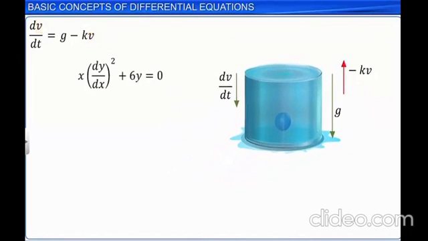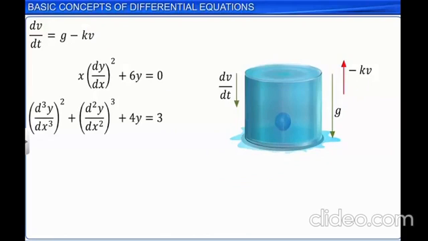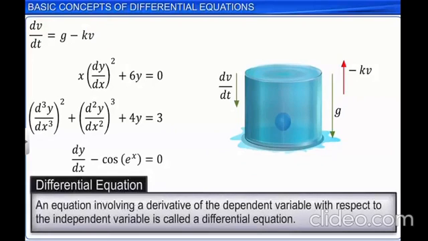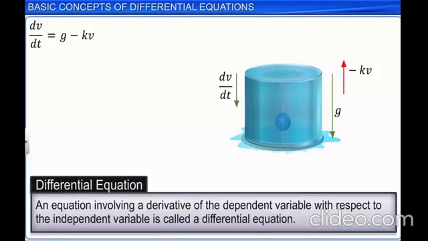Formally speaking, an equation involving a derivative of a dependent variable with respect to the independent variable is called a differential equation. In the differential equation for the acceleration of the body in water, the variable t is the independent variable. The variable v is the dependent variable.